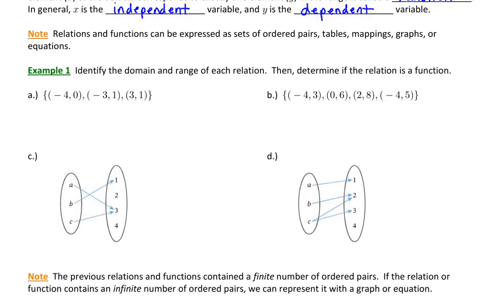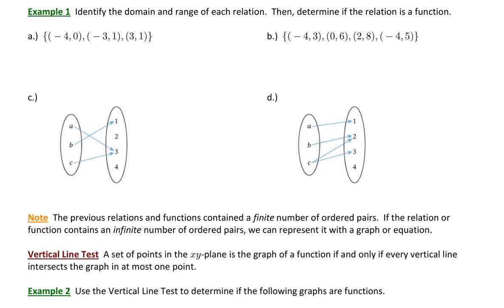In example 1, our purpose will be to identify the domain and range of each relation and then determine if the relation is a function. In example A, notice we have a set of ordered pairs. Anytime you see the curly braces, that indicates a set of something, and the elements of the set will be separated by commas. So the first element of this set is an ordered pair, the second is an ordered pair, and the same for the third.